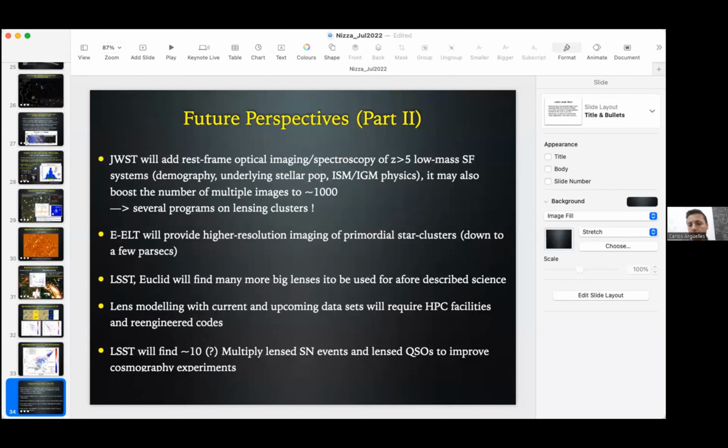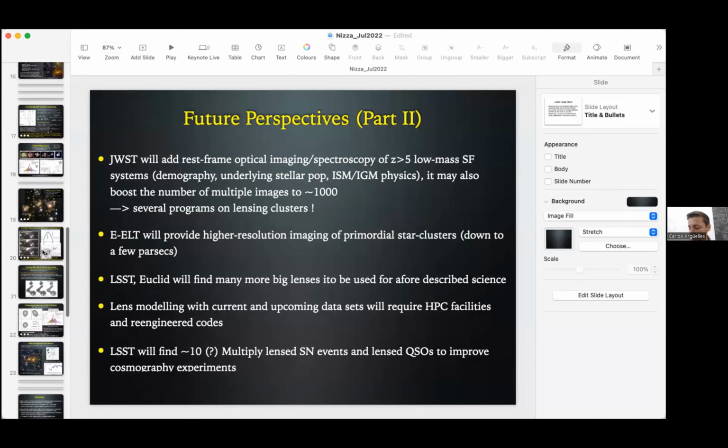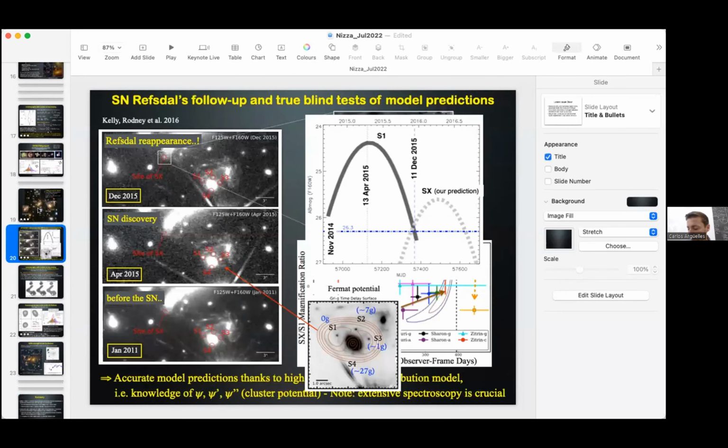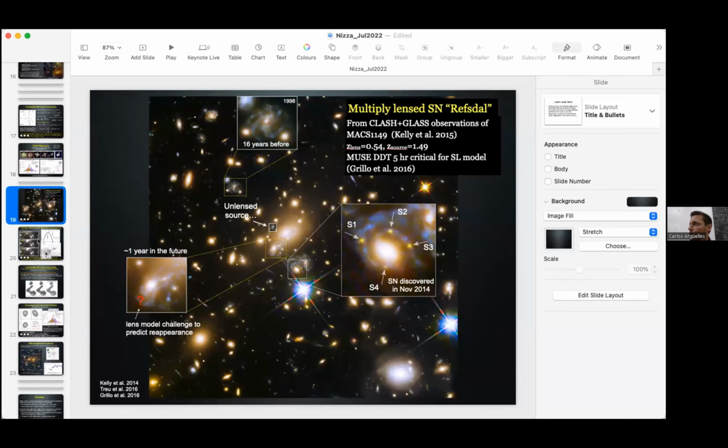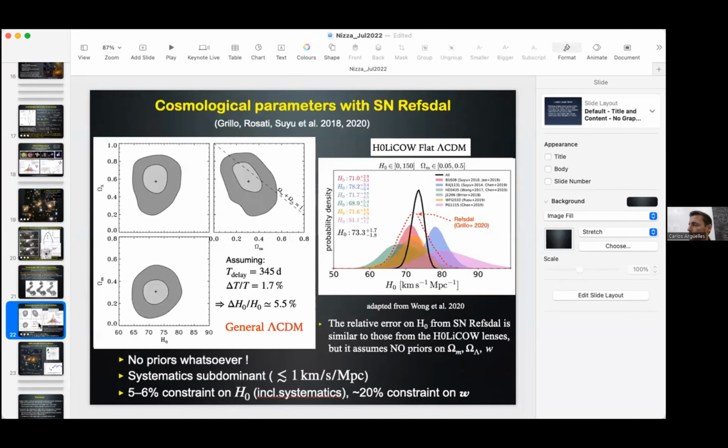If not, I have a small question regarding the radial reappearance of this supernova. This very nice result you showed. What is the degeneracy you have between H0 and the free parameters of the mass models you used to generate the light-curve pattern?